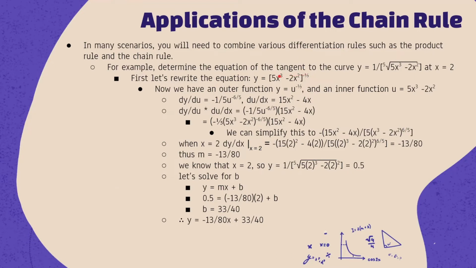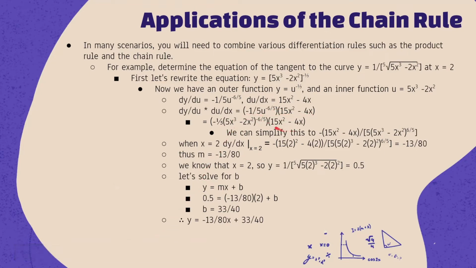So here, let's find the derivative of y with respect to u. Well, we just drag the exponent over here, negative 1 over 5, and then negative 1 over 5 minus 1 is negative 6 over 5. Similarly, we could find the derivative of u, which would be 15x squared minus 4x. Again, just using the power rule, 3 times 5 is 15, 3 minus 1 is 2. 2 times 2 is 4, 2 minus 1 is 1, and so we don't have to write it. Now, we just need to multiply the two together. And so we get this equation here.